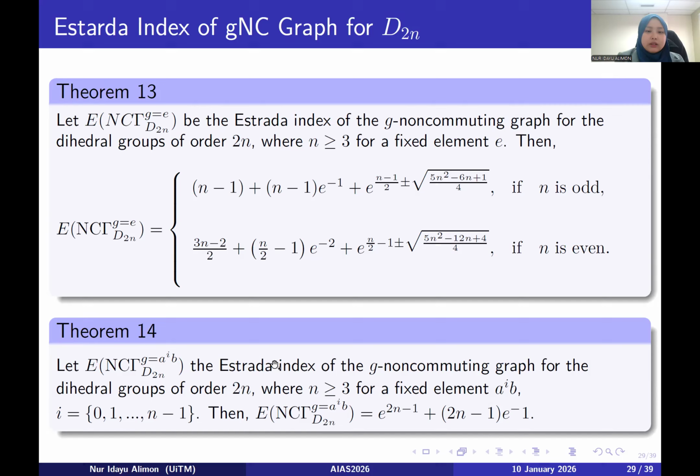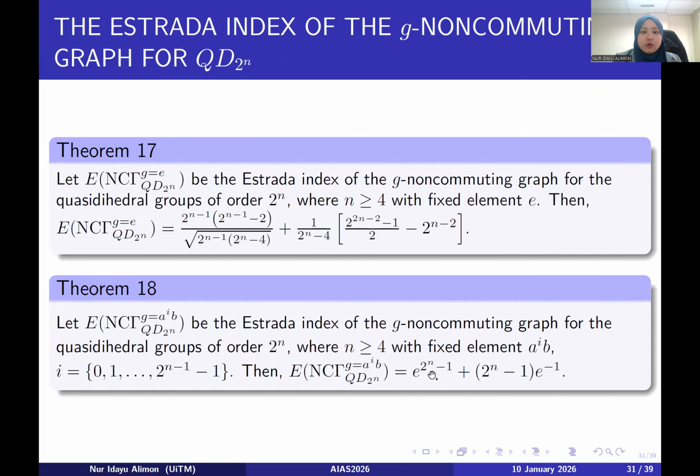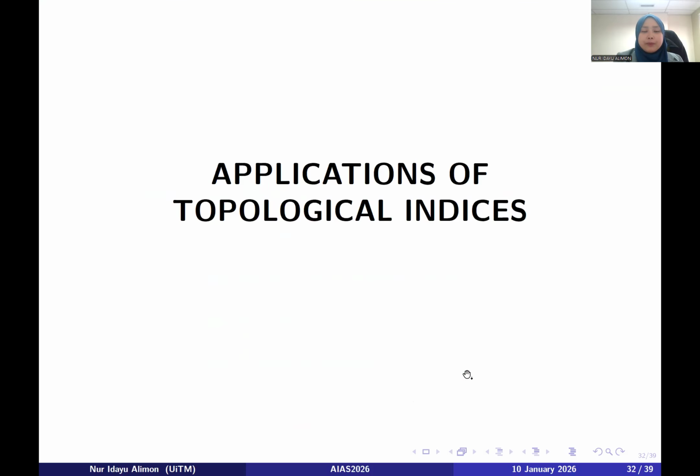So for theorem 14, this one is for G equals AIP. You'll get this formula. Sorry, this one is e to the power of -1. Okay, next is for the generalized quaternion groups. We have G equals E. So this one, and then G equals AIP. You will get this formula. So for quasi-dihedral groups, also a little bit long, you can just plug in the value of n and you will get the value of the Estrada index. So the same goes for G equals AIB.